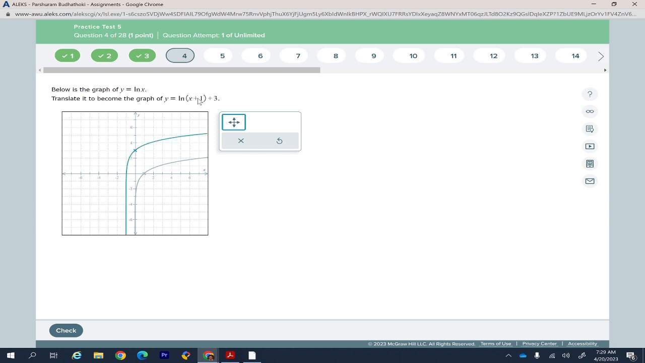Remember, x plus 1 means it's a horizontal shift to the left. Whenever you see the plus inside, it's a horizontal shift. And plus 3 means it's a vertical shift. So always keep in mind, you do the horizontal shift first and only after that the vertical shift.